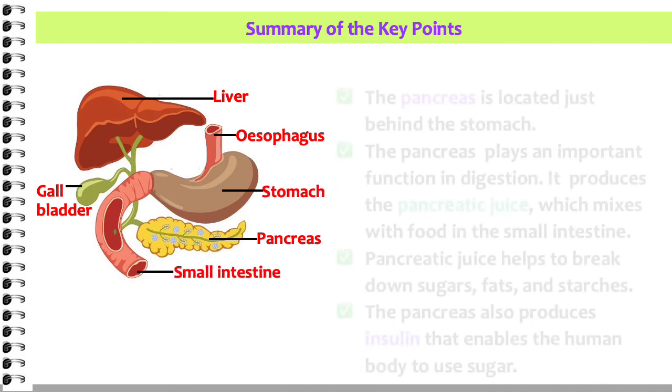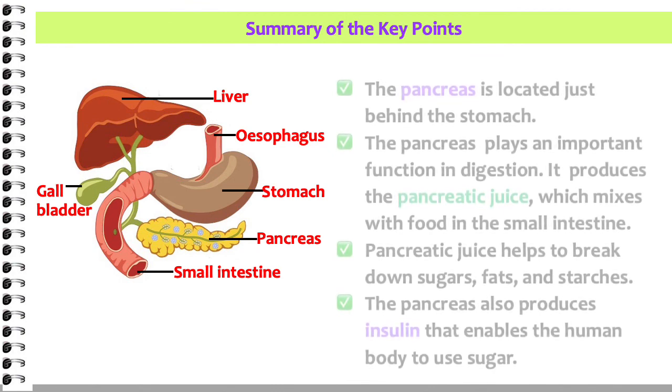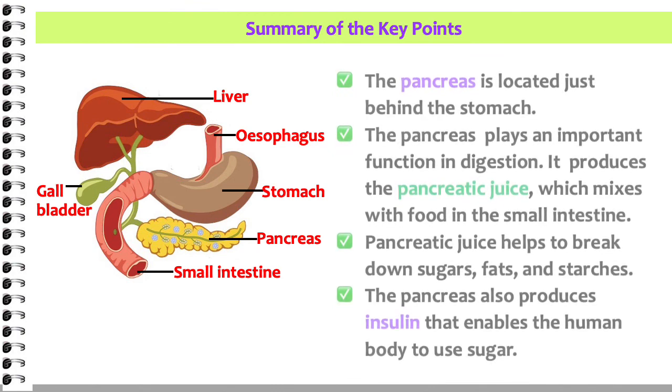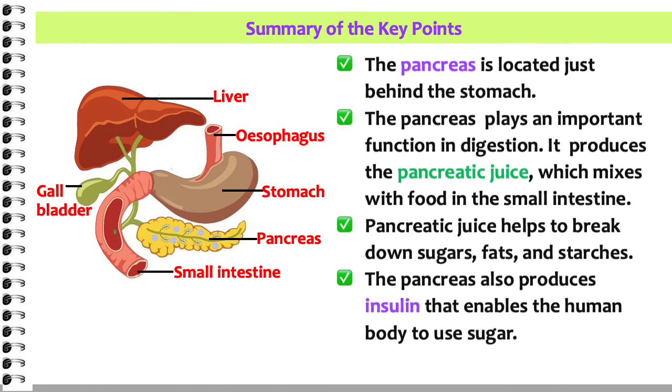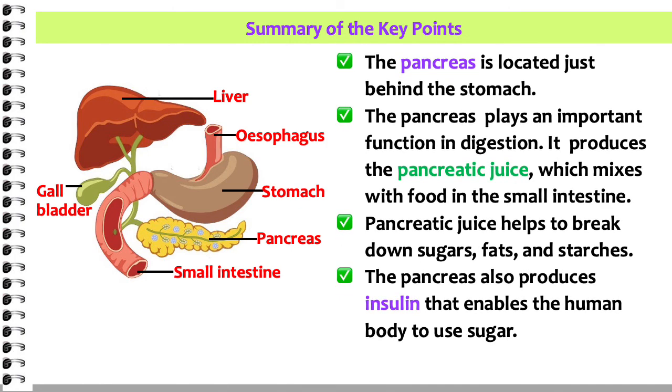The pancreas is located just behind the stomach. The pancreas plays an important function in digestion. It produces the pancreatic juice, which mixes with food in the small intestine. Pancreatic juice helps to break down sugars, fats, and starches. The pancreas also produces insulin that enables the human body to use sugar.